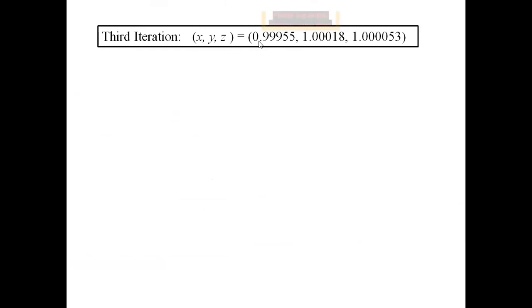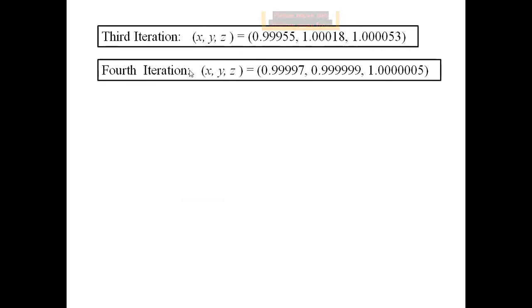So for x, I'll get 0.99955, and y is equal to 1.0018, and z is equal to 1.0000453. This is the value you got in the third iteration. Once again, if you want to improve this, because this is also not far away, somewhat better than the previous one, one more iteration, let us start.